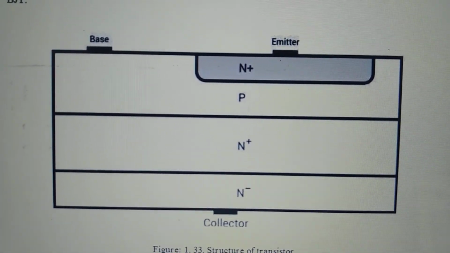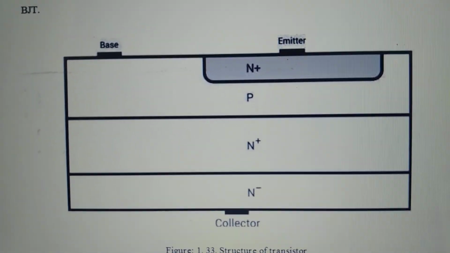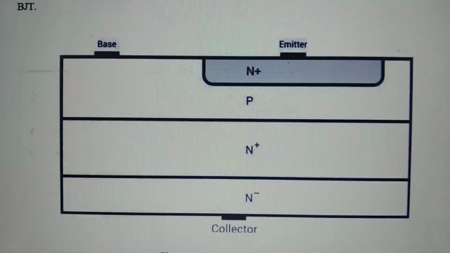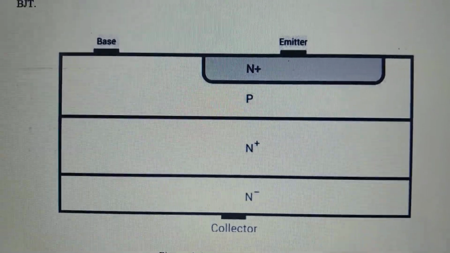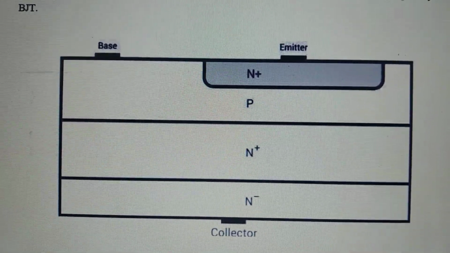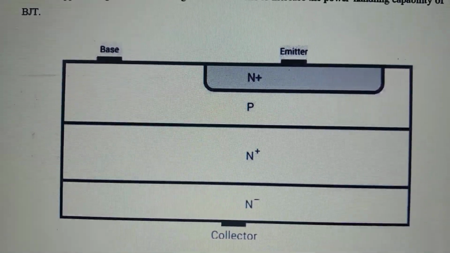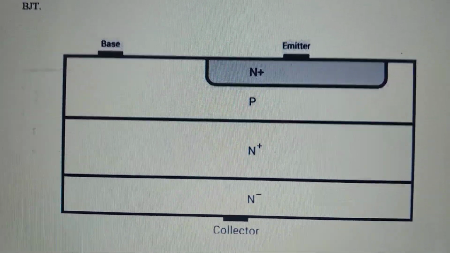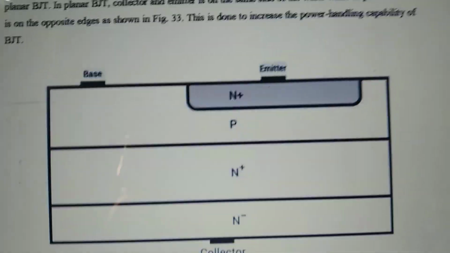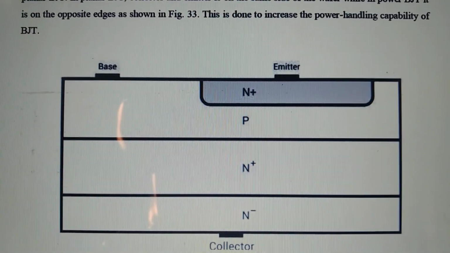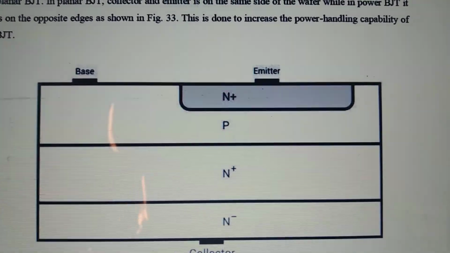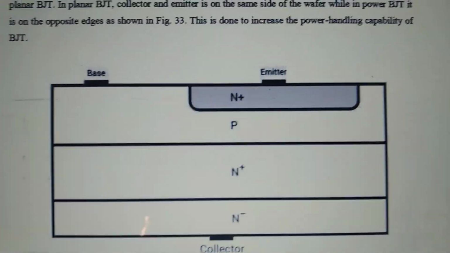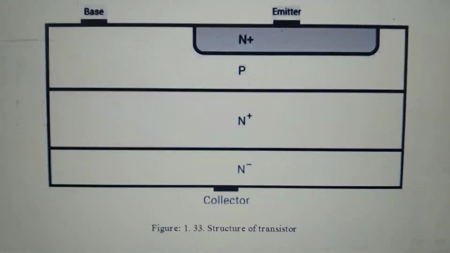Our power BJT has few applications. They are used in SMPS circuits, power amplifiers, in conversion of power from DC to AC, means in inverters, and in relays. Lastly, in many power controlling circuits, the power BJT is going to be used.